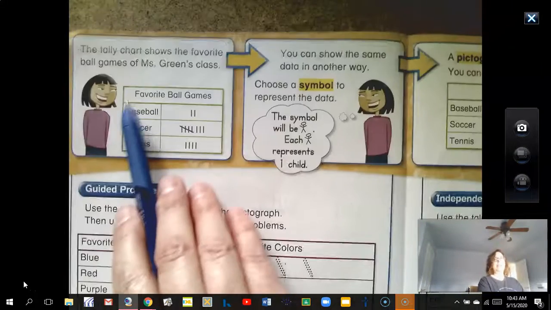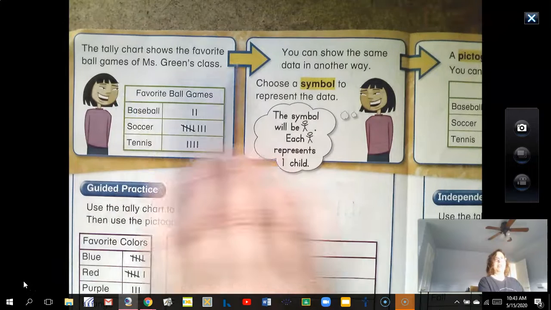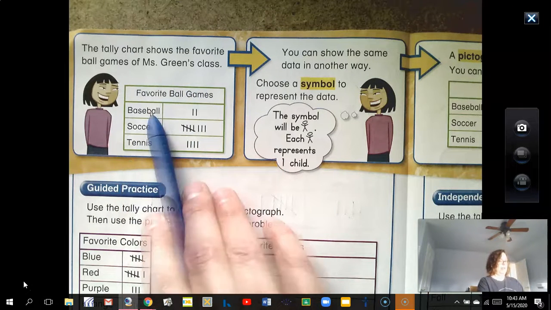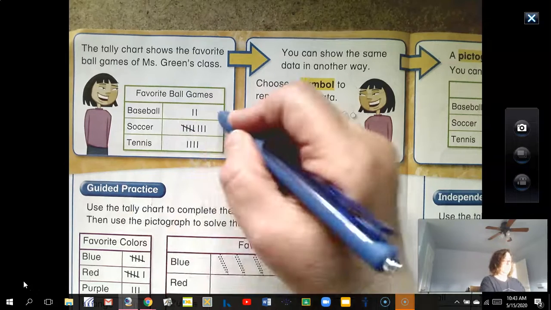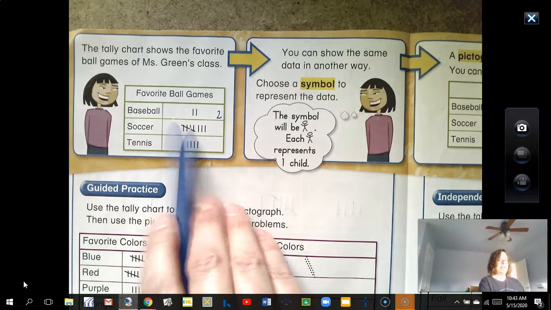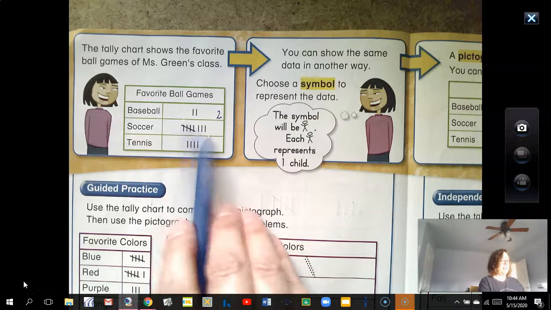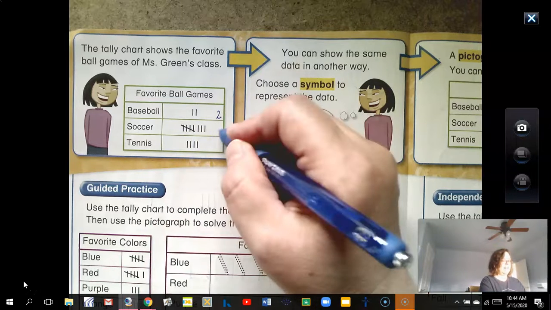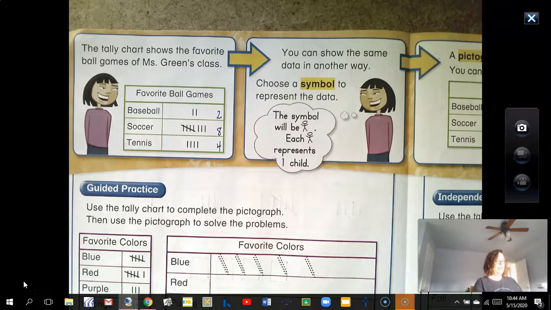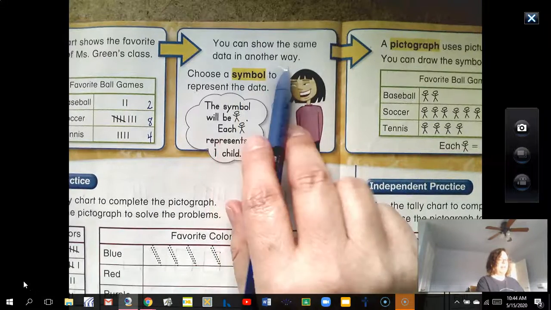Okay, let's go on to the inside. Up at the top, it says, the tally chart shows the favorite ball games of Mrs. Green's class. So for baseball, 2. Soccer, remember, there's that diagonal line, so that equals 5. And 6, 7, 8, and then 4. Okay? You can show the same data in another way.